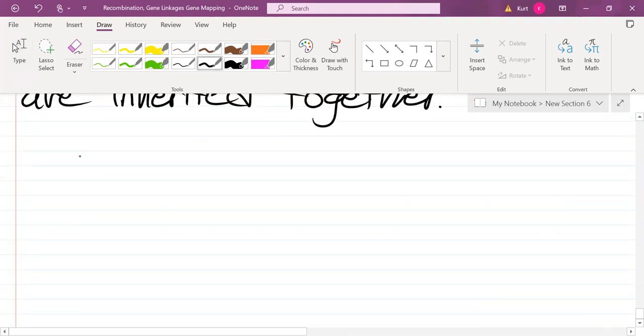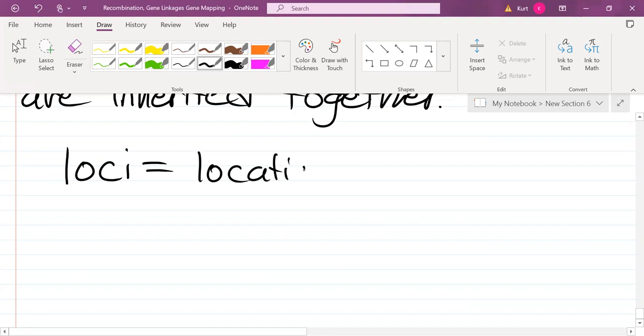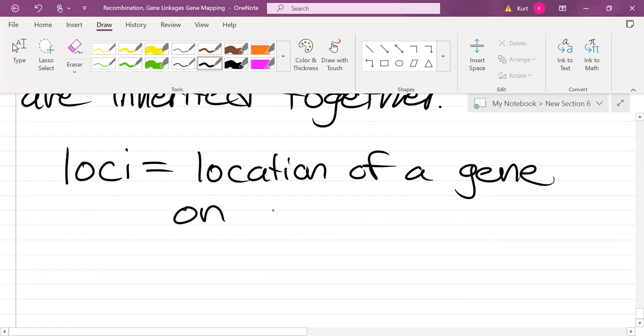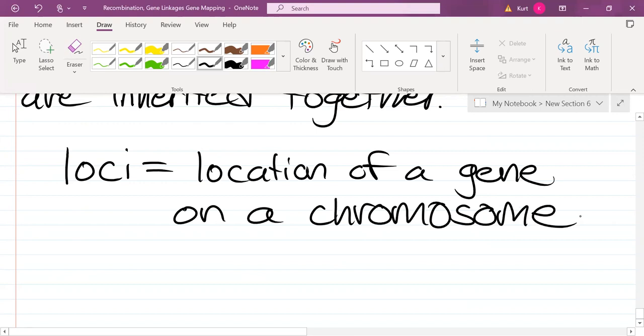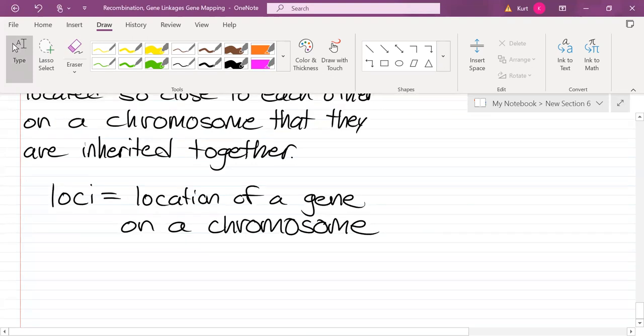So one other term I want to introduce you guys. I keep saying the location of a gene on a chromosome. That is called the loci. This is simply the location of a gene on a chromosome. That little band, that would be the location of a gene, that would be the loci. You kind of see that they got that word from location.